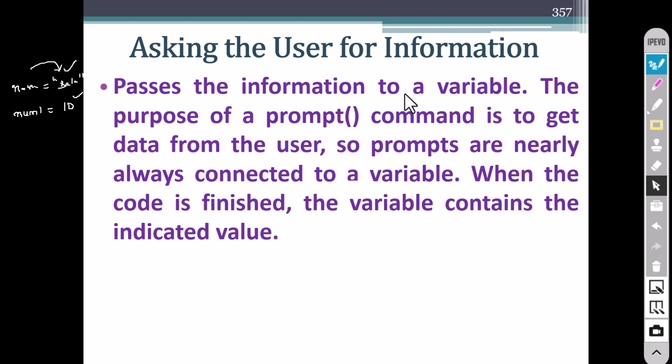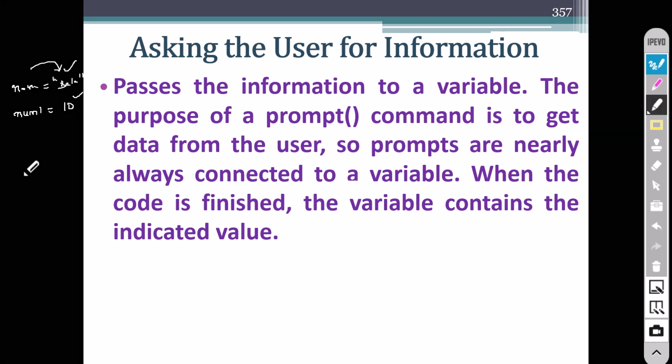So whatever value you give to the text box, it passes the information to the variable. The purpose of prompt is to get data from the user. The prompts are nearly always connected to a variable. When the code is finished, the variable contains the indicated value. For example, what is your name? And there is a text box which provides space for you to enter.